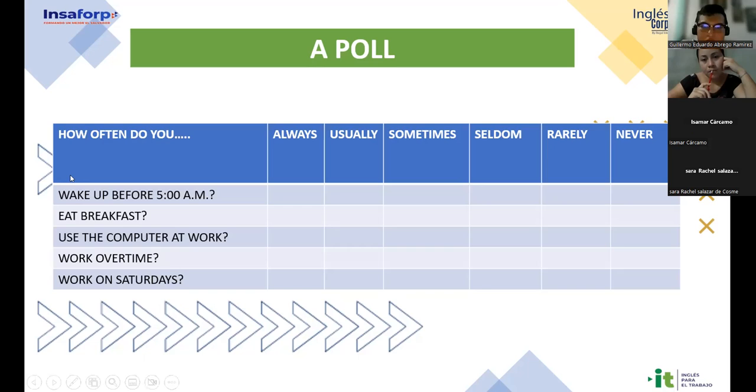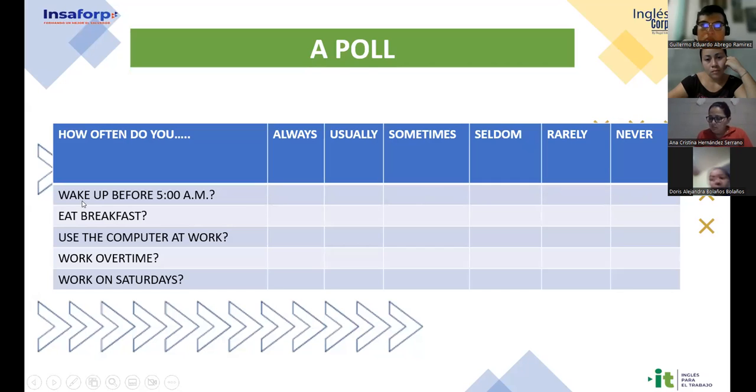Ask question number one: how often do you wake up before 5 a.m.? Then we are going to check the answers here. But at this moment, I need you to answer in complete sentences. For example, if Guillermo asks Raquel, how often do you wake up before 5 a.m., and Raquel says, I always wake up before 5 a.m., then we mark here the number. Raquel is number one, always. If she answers, I sometimes wake up before 5 a.m., then we mark it according to the answer.